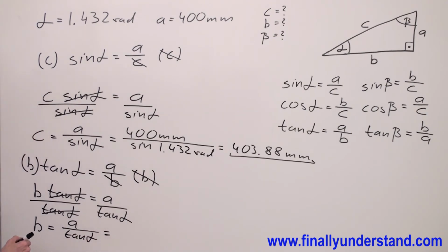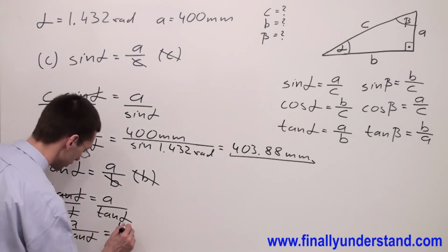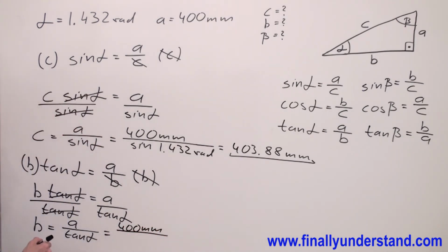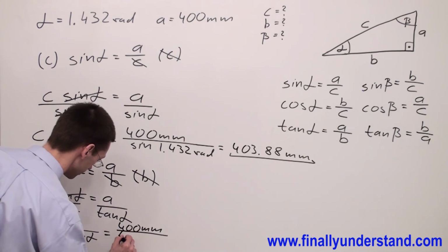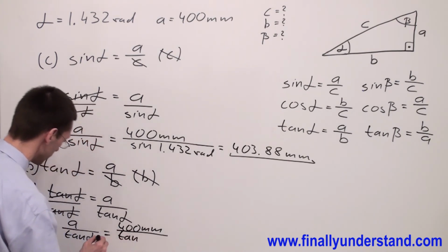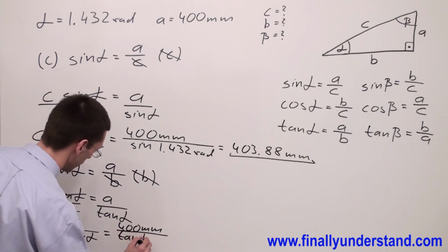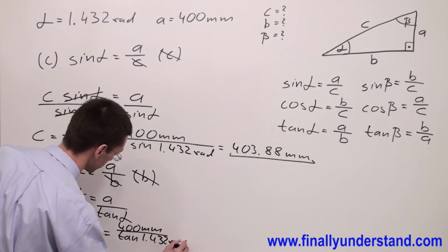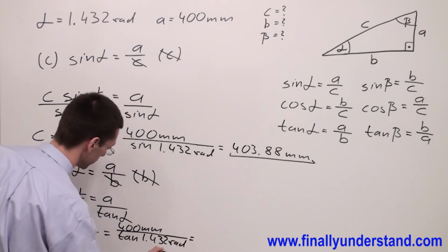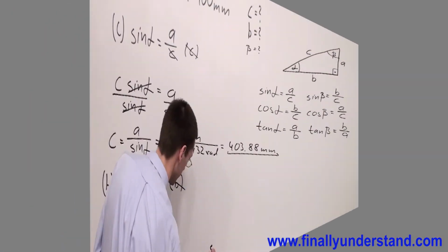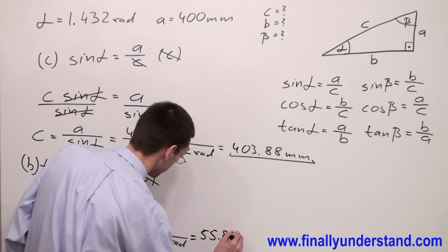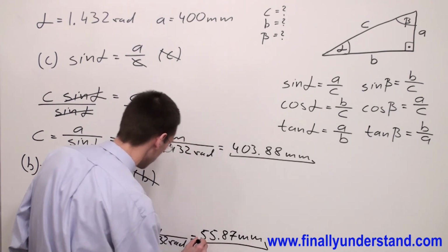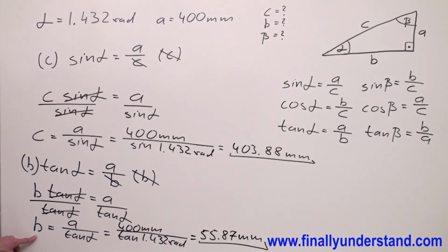equal 400 millimeters divided by tangent alpha, which is equal 1.432 radians. And this is equal 55.87 millimeters. This is the length of side B.